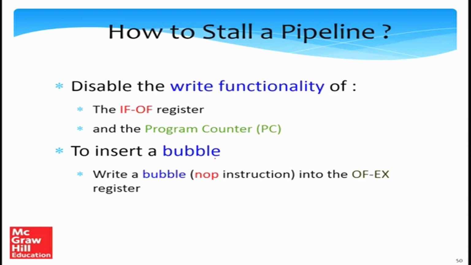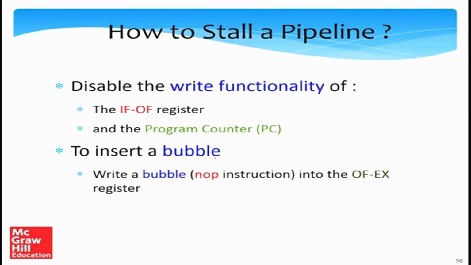So after this logic, once we have found out that a conflict exists, how do we stall a pipeline? What we do is that we disable the write functionality of the IFOF register and the program counter PC. So this ensures that it is not overwritten with new data. That helps us in stalling the pipeline.